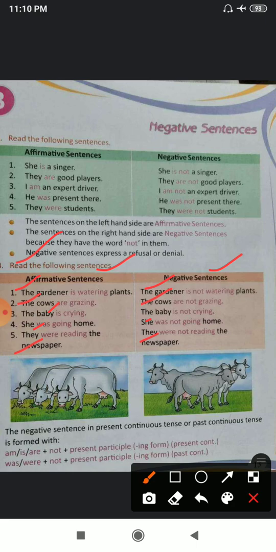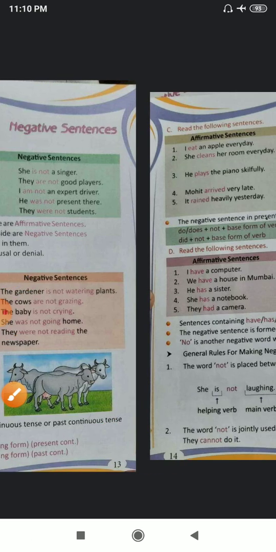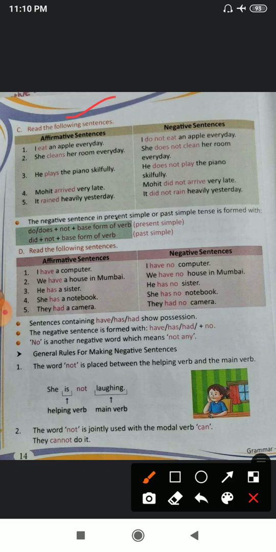So the negative sentence in present continuous tense or past continuous tense is formed with am, is, are plus not plus present participle, the ing form, in present continuous tense. Now was, were plus not plus present participle, the ing form, in past continuous. By following these rules you all have to make negative sentences. Now next, read the following sentences.